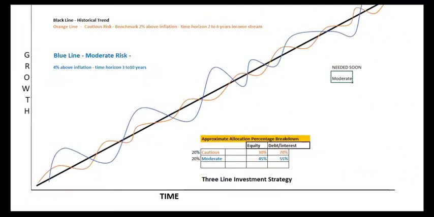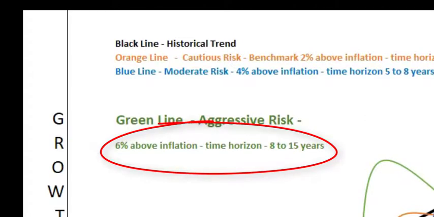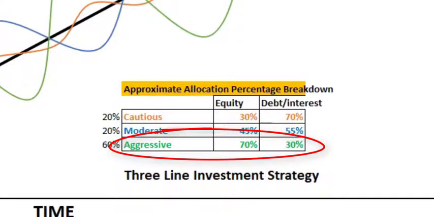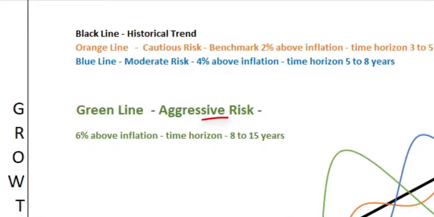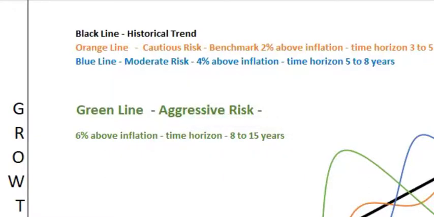And then the last line in green is the aggressive category. It fluctuates across the historical trend line quite vigorously, as you can see. However, with a long enough timeline horizon, it is here that the portfolio has potential for real growth. With a benchmark of 6% above inflation, the asset mix is 70% in equities and 30% in debt or interest funds. This money can be left alone to grow because it won't be needed for the next 8 to 15 years. This fund line is earmarked for the long-term growth and legacy planning.